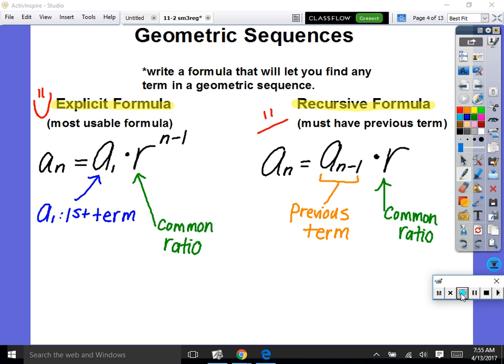So a sub n, meaning any term in the sequence, will be equal to a sub 1, the first term, times the common ratio raised to the n minus 1, where n is the nth term you're looking at. If you're looking for the 100th term, you'd plug in 100, right? So that formula is the most usable formula. That's why I put a smiley face. We like explicit formulas because you don't need to know anything besides the first term and the common ratio. But we do need to be able to write a recursive formula in case it asks us. So the recursive formula is easier to write because it's just intuition.